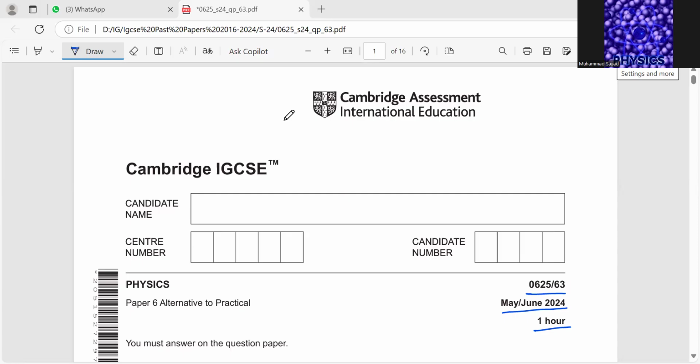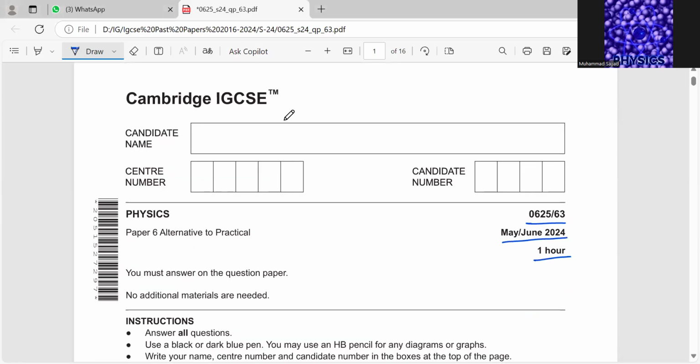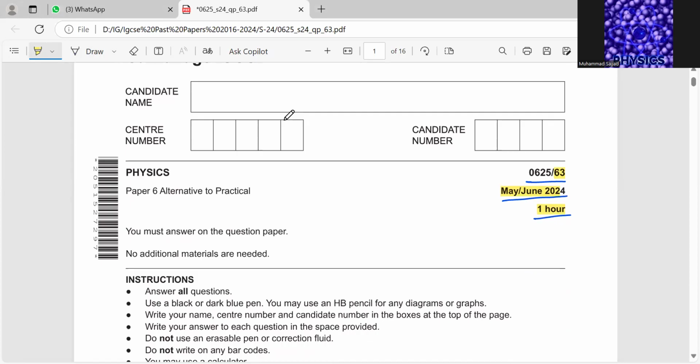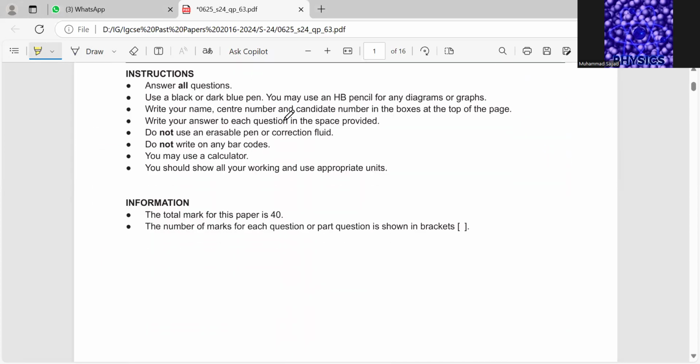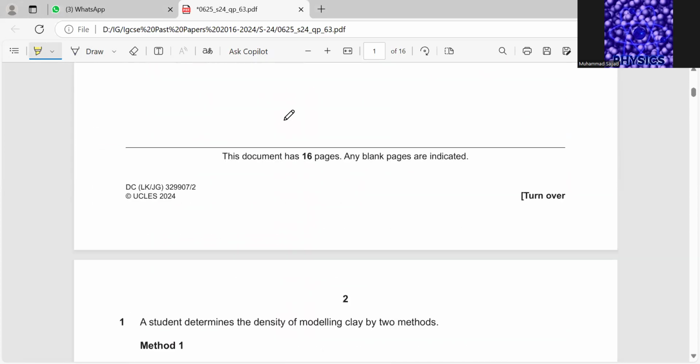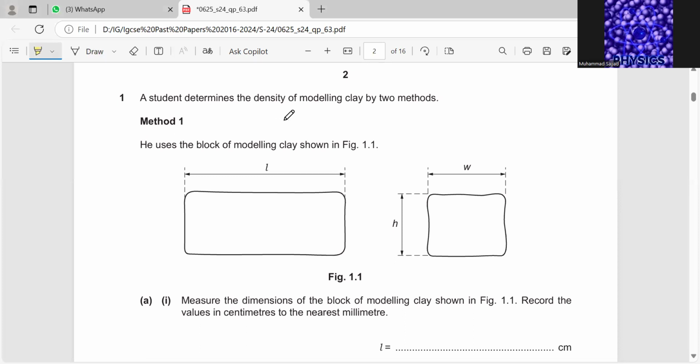Today I'm with you with another fresh paper from 2024 May June. It is paper 6, variant 3. Time allowed is 1 hour. This paper is of 40 marks, and 20% of the curve is the weightage of the quiz. So without any delay, we are starting this paper.